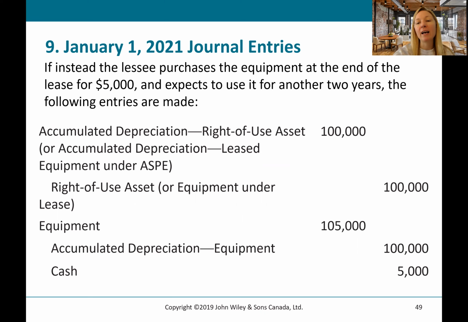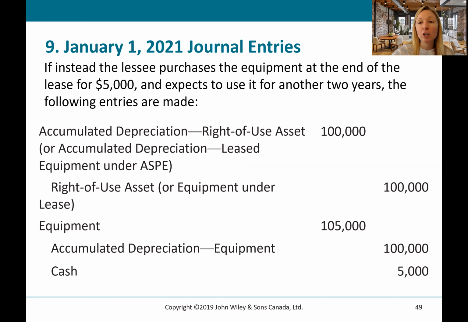So we already have everything fully depreciated, so we need to clear that out. So we're going to clear out the right of use asset. We're going to clear out the accumulated depreciation by debiting it. We're going to credit the right of use asset. So the right of use asset is completely off our books. The lease liability is also off our books already because we recognize the interest expense directly. So therefore, no more right of use asset and no more lease liability on our books. Now what happens? Now we're going to recognize the equipment fresh.